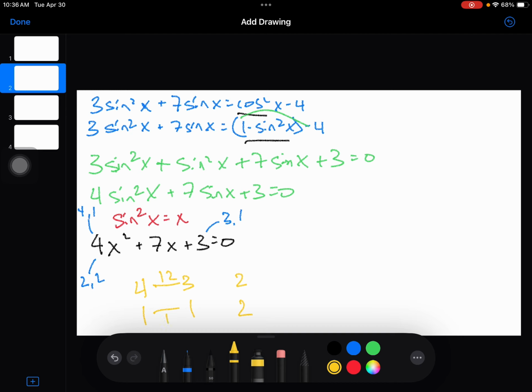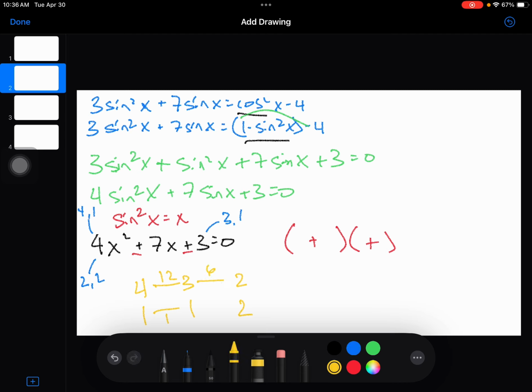Well, 12 plus 1 is not going to work out. What we're looking for here is something plus and something plus, because we've got plus plus in the parentheses, then it'll be plus plus. 12 and 1 gives us 13. That's not going to work. Let's try... well, I want to demonstrate that that's going to give us the right answer. But let's look over here for a moment.